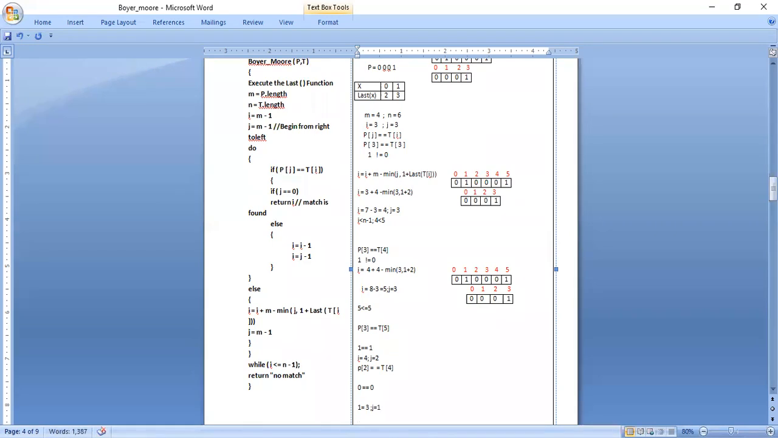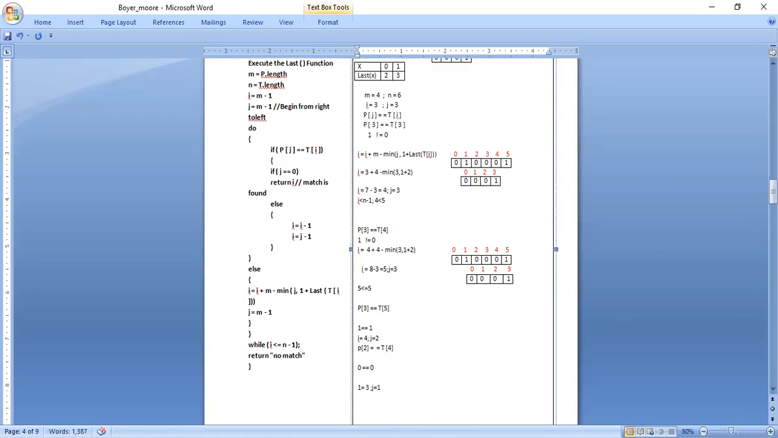So again we are going to check the while condition, I less than n minus 1. What is I? 3 is less than 6, yes. So we are going to perform the do loop again. What we are checking here is P of, sorry, P of 1 now. Previously it was 2, so it is now 1. And T of 3 we are checking.